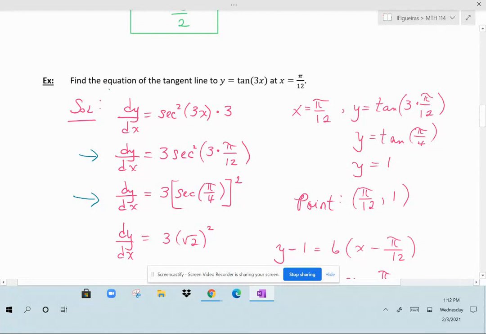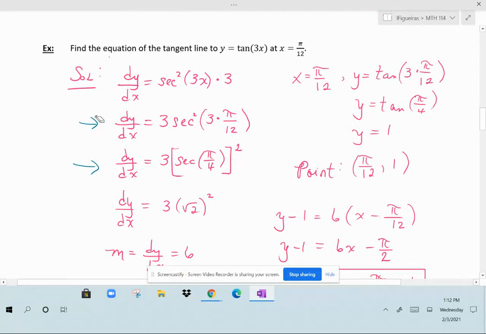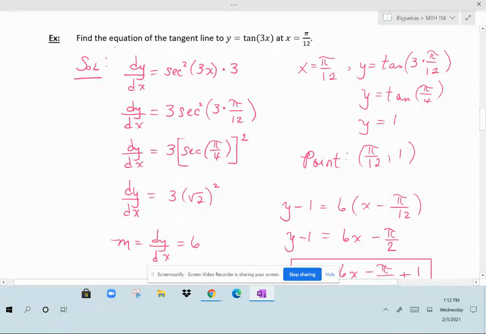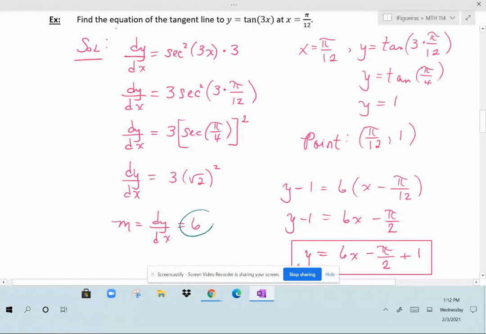The value of secant at pi over 4 is root 2, and then we square it. So root 2 squared is 2, and 3 times 2 gives me a slope of 6. So I use that point and that slope in the point-slope formula. So I get y minus 1 is equal to 6 times x minus pi over 12.